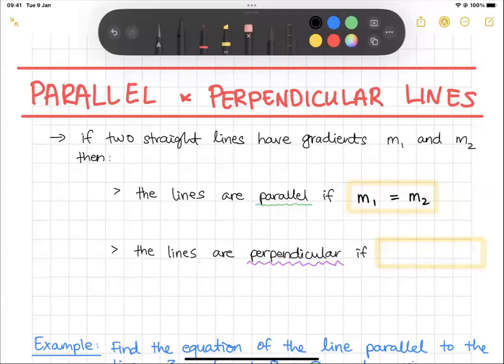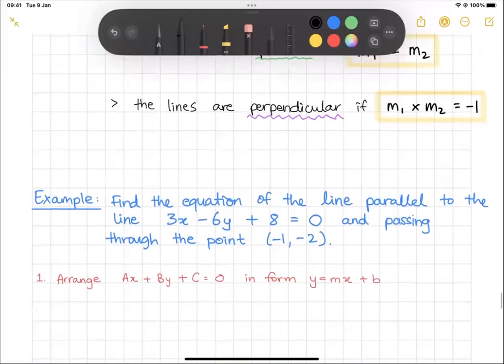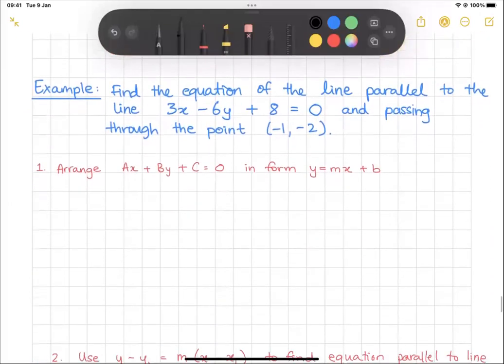If two straight lines have gradients m1 and m2, then the lines are perpendicular if you multiply m1 and m2 together, and the result is -1. So if you multiply both of those two gradients together and it comes out as -1, it's a perpendicular line. So let's look at our first example here.